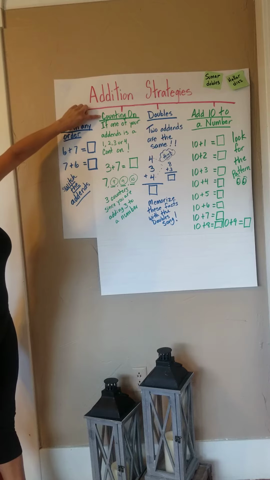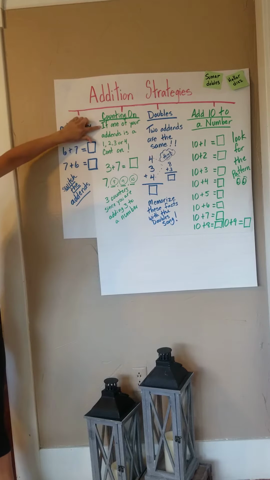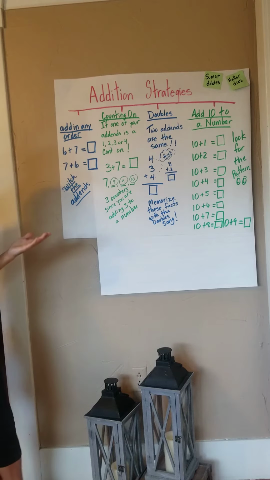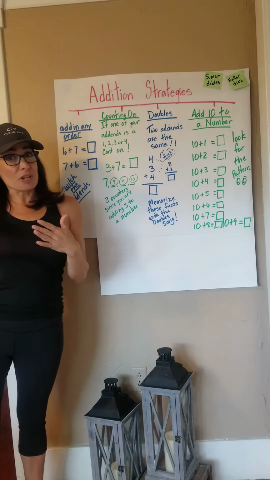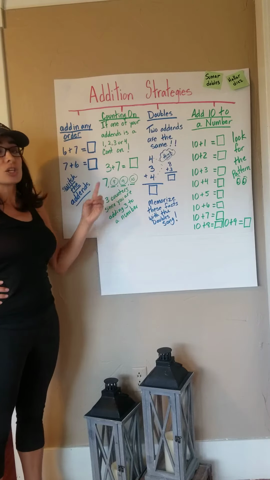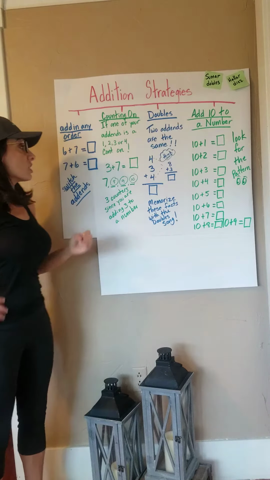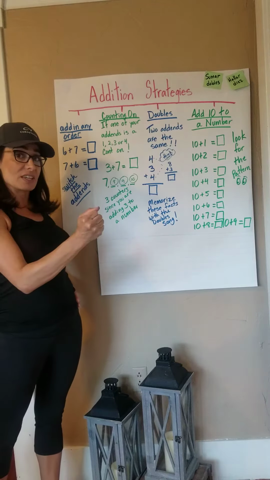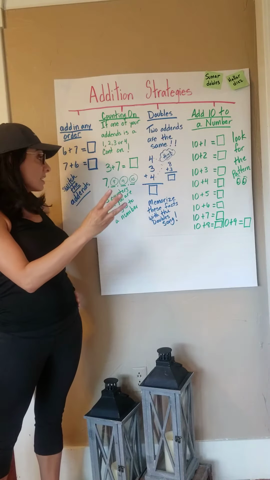The second strategy is counting on. If one of your add-ins is a 1 or a 2 or a 3 or 4, you can count on. And you'd count on from the larger number. So if your problem is 3 plus 7, you would start with the 7 because that's your larger number, and you could count on like this: 7, 8, 9, 10.